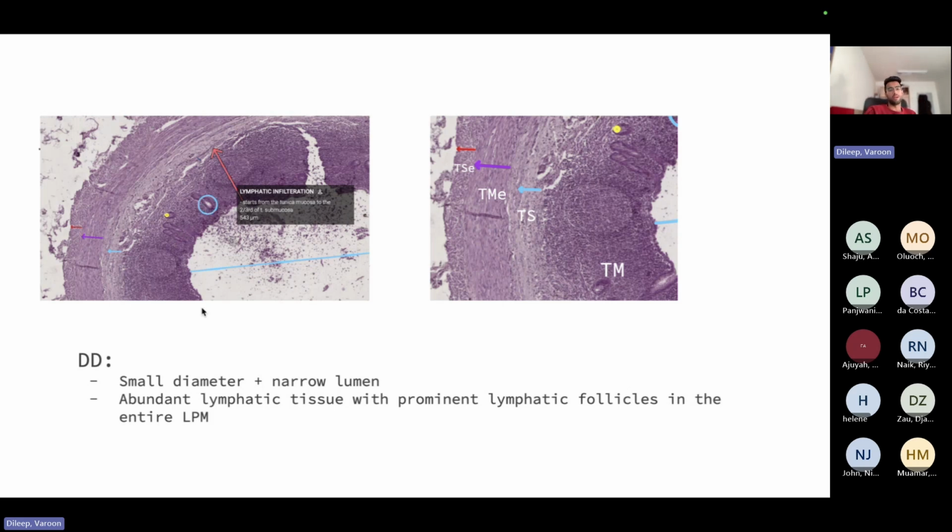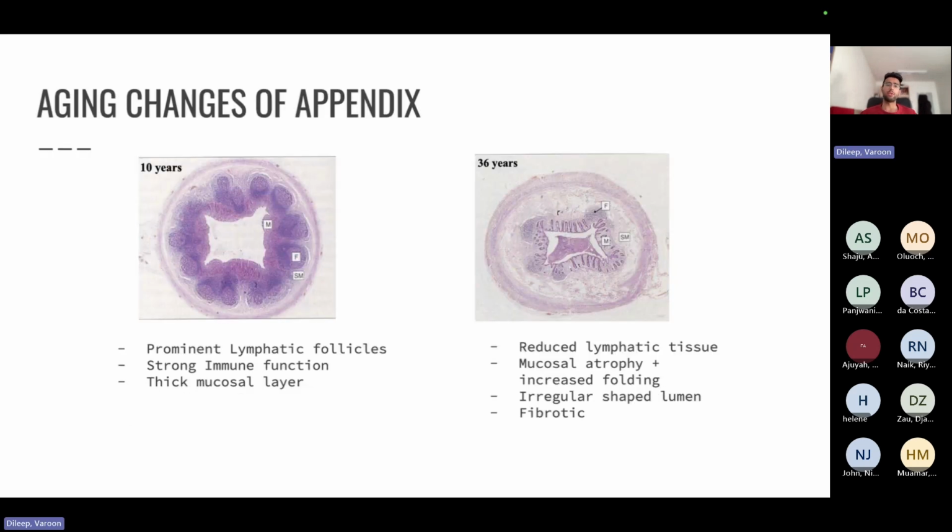So mainly the differential diagnosis would be a small diameter, narrow lumen, as well as abundant lymphatic tissue with lymphatic follicles in the entire lamina propria mucosa. Now, when we talk about the age changes of appendix, here you can see these pictures are in your lecture as well. You can see the difference between appendix of a 10-year-old and a 36-year-old person.